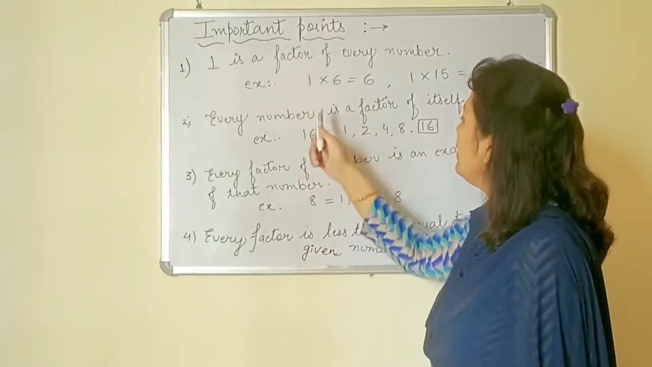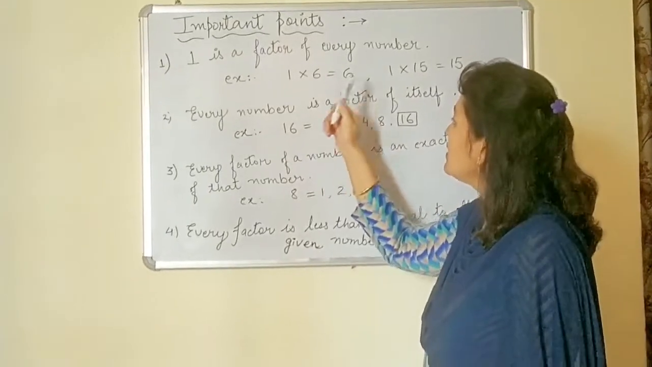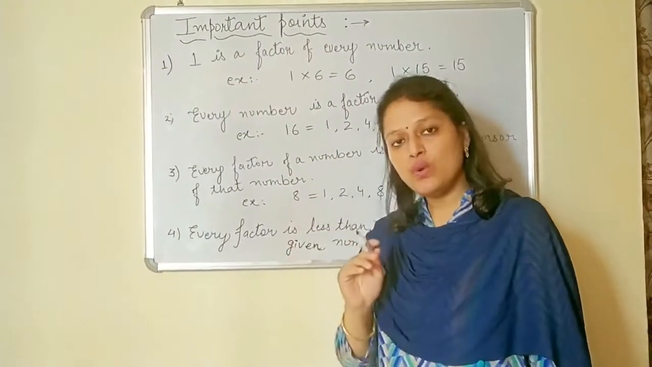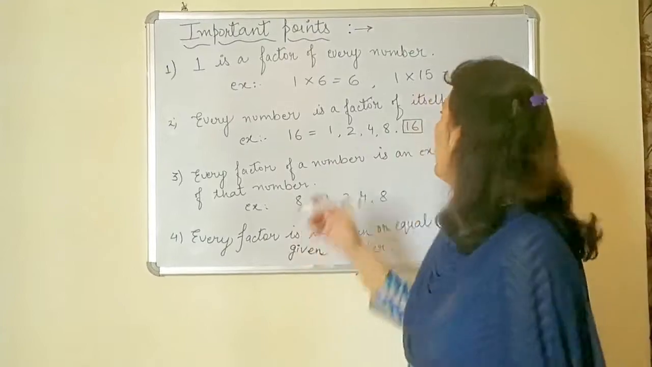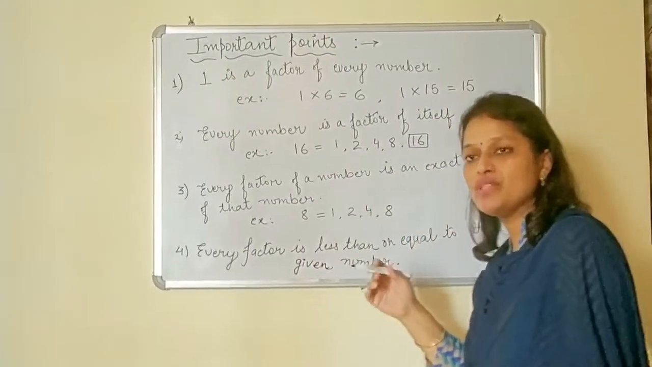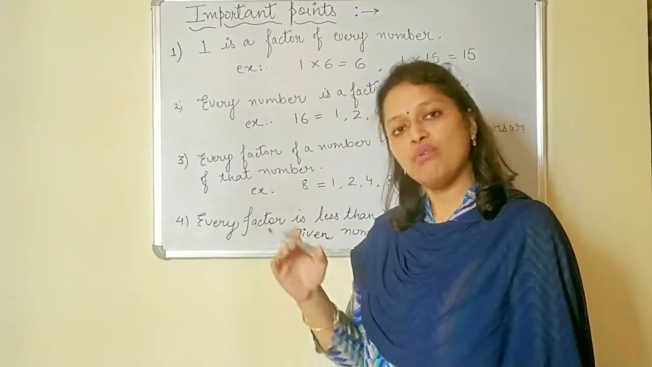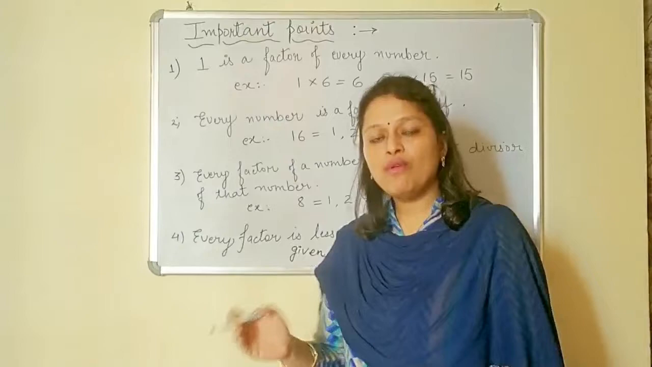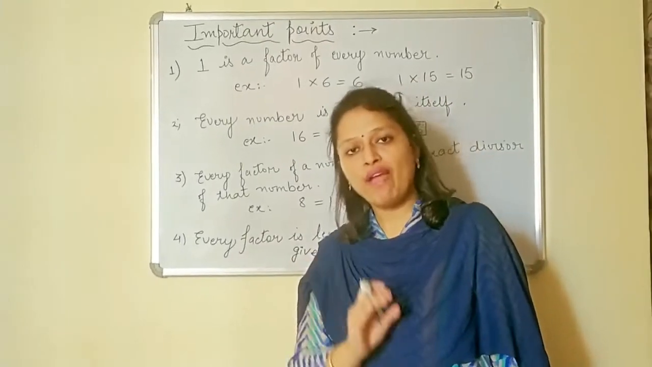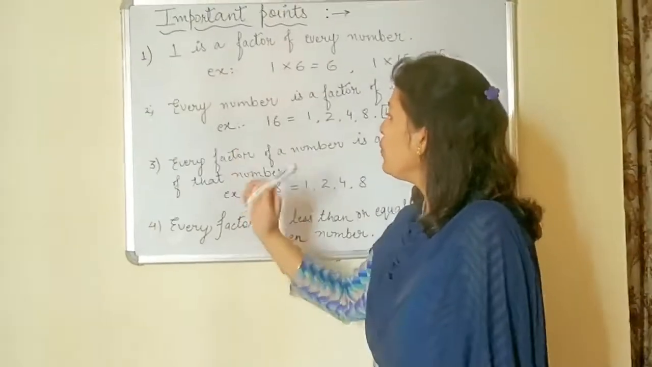I have taken an example. 1 multiplied by 6 is equal to 6. That means 6 is divisible by 1 without leaving any remainder. Or 1 multiplied by 15 is equal to 15. 15 is also divisible by 1. So that means 1 is a factor of 15 also. You can say 1 is a factor of every number. Is it clear, children? Now point number 2.